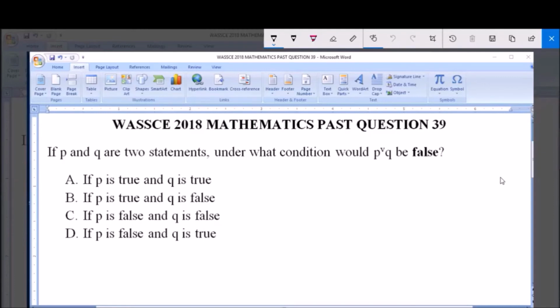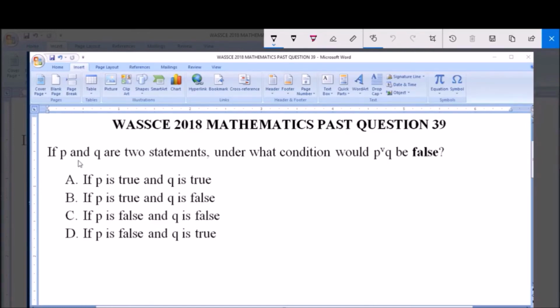Hello, good day and welcome. I'll be answering WAEC 2018 Mathematics Past Question 39. If P and Q are two statements, under what condition would P or Q be false? A. If P is true and Q is true. B. If P is true and Q is false. C. If P is false and Q is false. And D. If P is false and Q is true.